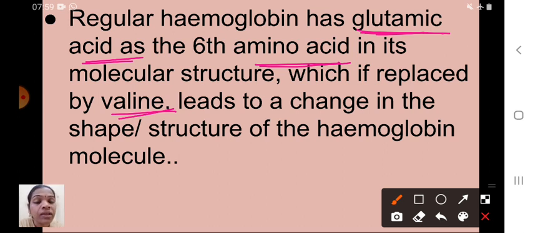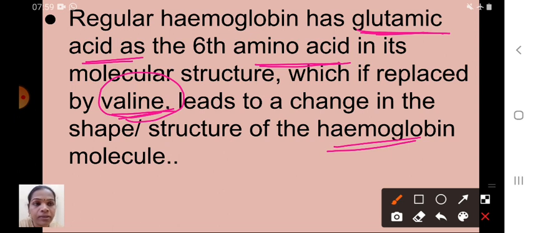Glutamic acid. Instead of that glutamic acid, they are having valine. It is another amino acid, which leads to a change in the shape structure of the hemoglobin molecule. Understood now? So the sickle cell anemia affected person has valine amino acid instead of glutamic acid in their hemoglobin structure. Because of these changes, they will be affected by sickle cell anemia.